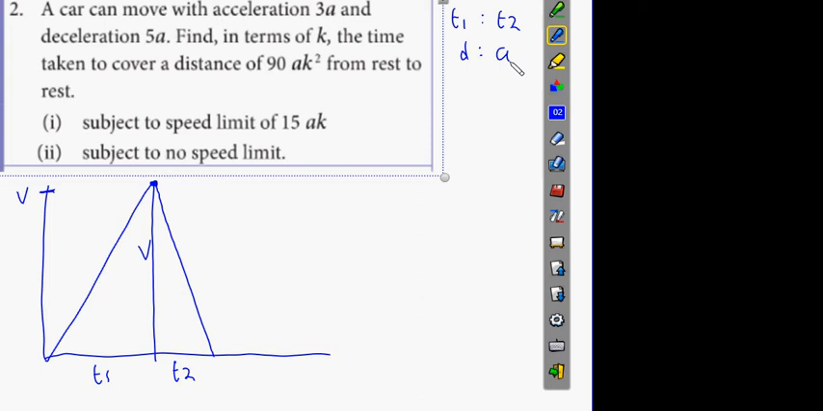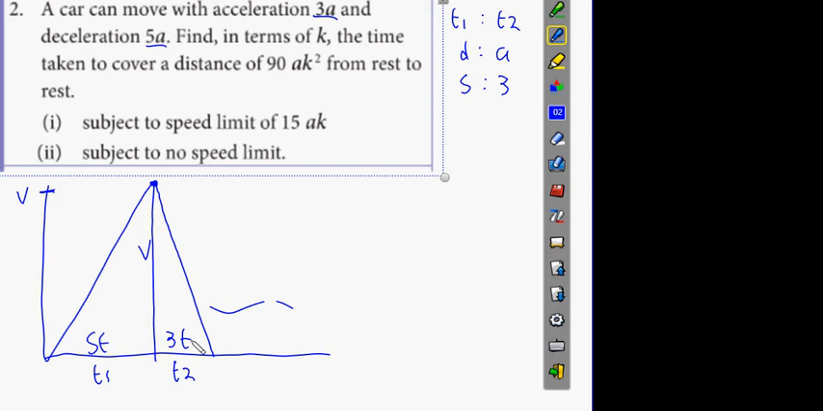Deceleration to acceleration, which is going to be 5:3. We're expecting T1 to be the longer time, aren't we? Because it has a slower acceleration, so it takes longer to get up to this maximum value, because it's only 3a compared to the deceleration's 5a. Deceleration does it quicker. So that's the ratio of T2 to T1. So what can I call them then? I can call one of them 5t and the other one 3t.